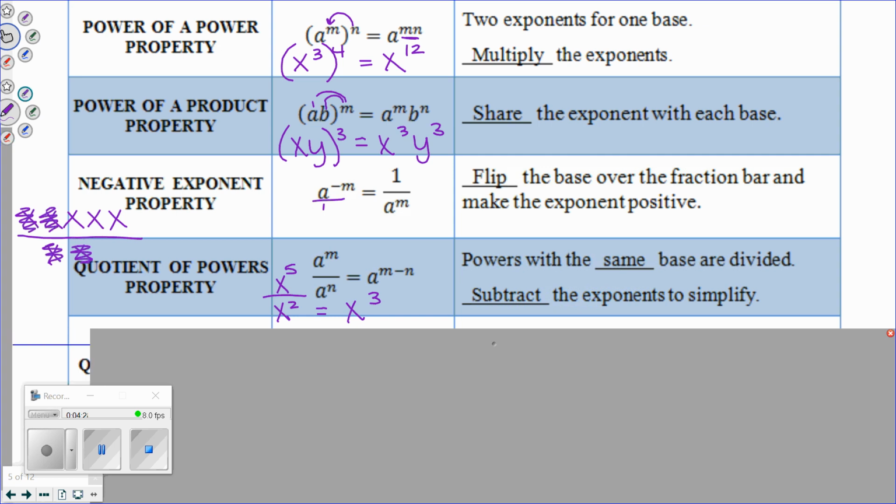All right. Ooh. I didn't even know I could shift that.